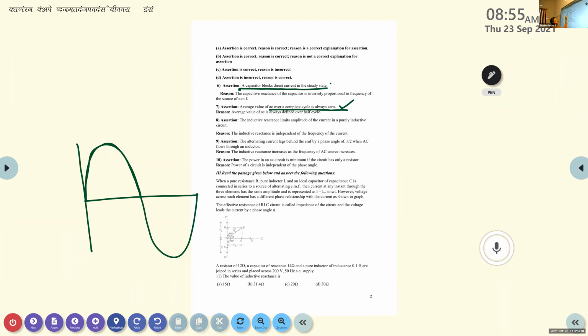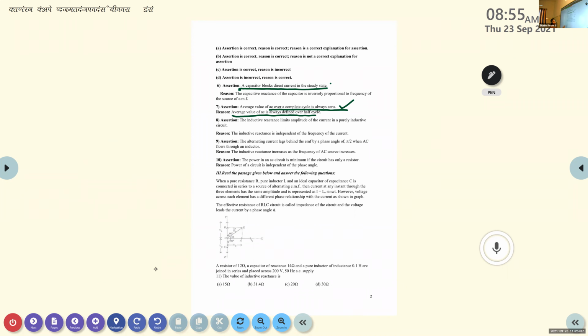The reason is this: average value of AC is always defined over a half cycle. We can only calculate the average value of AC by determining it over its half cycle, because if you take the complete cycle, it will be cancelled. So the only possible way is to take the average value of AC over a half cycle. The reason is also correct, but the reason is not the correct explanation for the assertion. So for question number 7, assertion is correct, reason is correct, but the reason is not the correct explanation for the assertion.